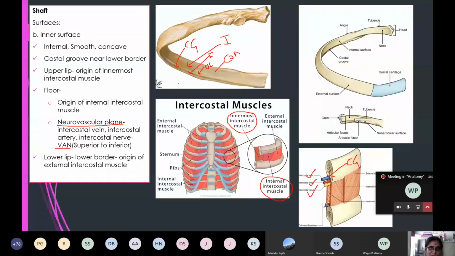Then it has the lower lip. This is the lower lip. The lower lip of the costal groove is the lower border of the rib, and it provides origin to which muscle? The outermost muscle. Which muscle? External intercostal muscle.